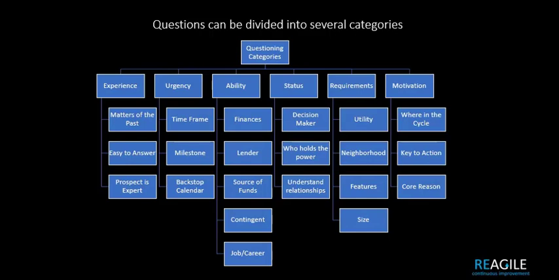Experience questions are matters of the past, and they're easy to answer, and they have to do with the prospect's past history. Anything that happened in their past experience, they should be an expert in, and it should be easy for them to answer. So an example would be, Jim, what's your favorite color? Green. Great. So it didn't take him much to answer that. So within the context of selling a house, I might ask him, Jim, can you tell me a little bit about where you currently live?